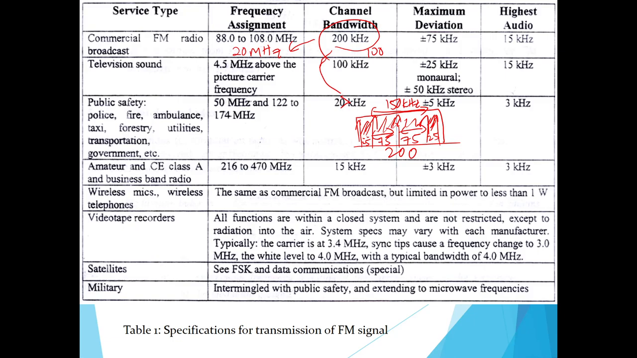Okay, and the highest audio frequency for FM by standard is 15 kilohertz. So yeah, the rest of the row you can read by yourself. These are different applications, different frequencies. Okay, for satellites, military, TV, police radio, amateur radio, and so on. But the important thing is the first row here.